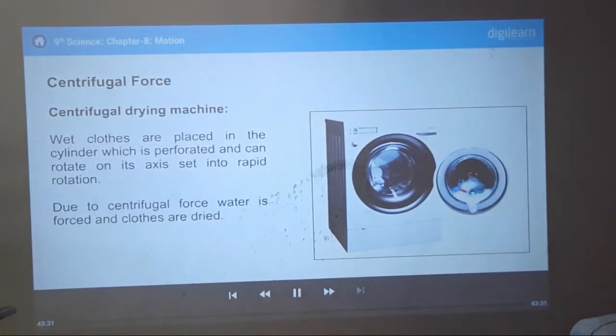Okay, this completes the first chapter under physics, the motion. And we'll move on to the next chapter.